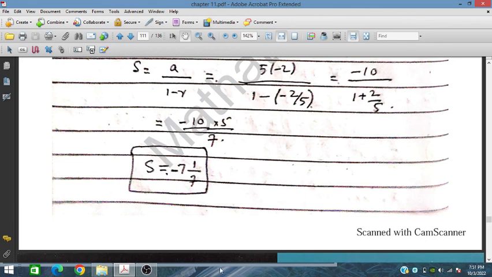Now we will cover the next exercise, that is exercise 11.7.